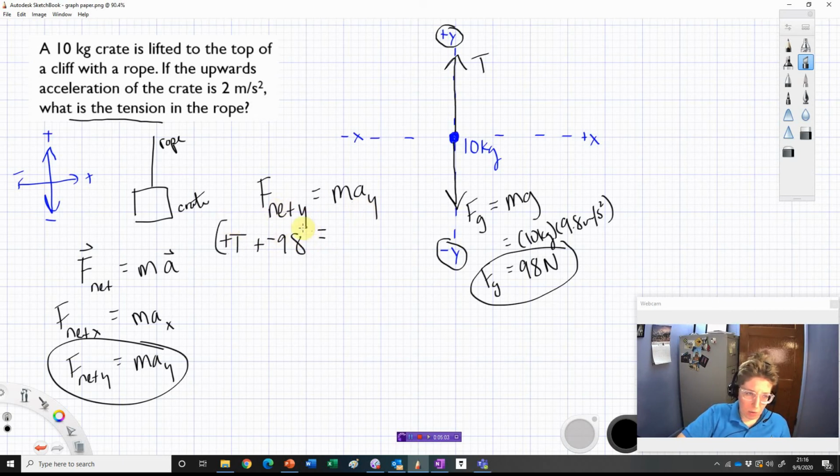Write that out. Don't try to take shortcuts here. Just write down all the forces in the y direction. If I had 3 forces, I'd have 3 terms. Just write the whole thing out. That takes the place of F net y on the left-hand side of the equation.